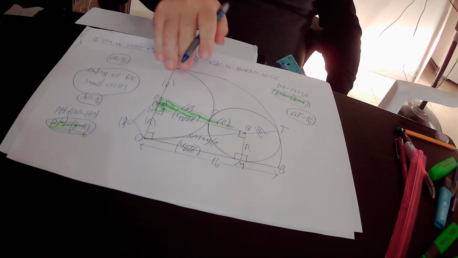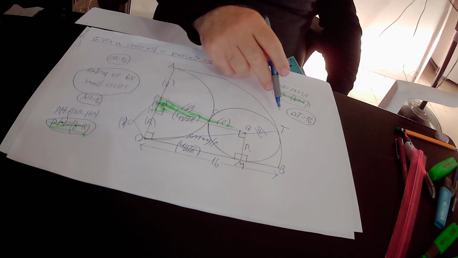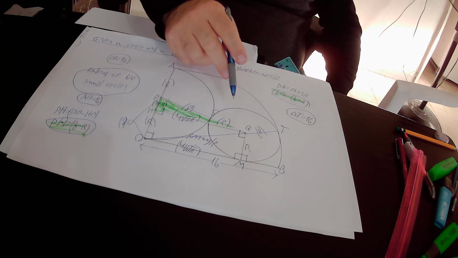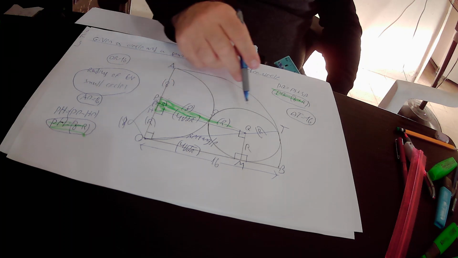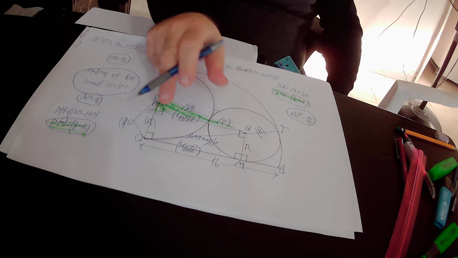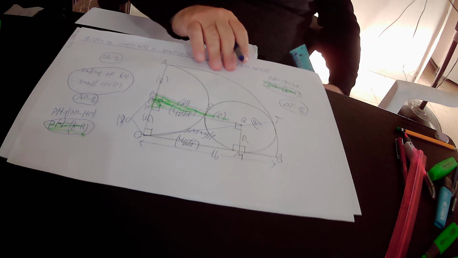We know that OQT is one straight line, and because of the fact that OQT is one straight line, according to rule 9, we get that OQ equals OT minus QT. So I write it down.